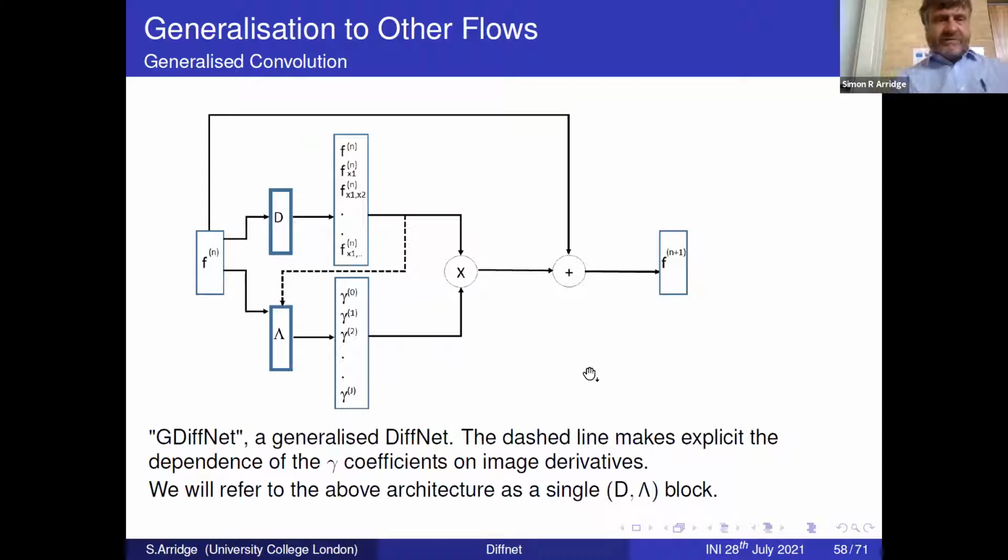So in terms of a network, this would look a bit like this. At each layer we would take f, we would take an explicit derivative to derive the derivatives up to a chosen order. And then we would learn these multipliers and multiply them together. And then in this dotted line, we could consider whether this learned operator is learning from the image itself or whether it's explicitly learning from the derivative. This might provide a faster training. I'm not quite sure yet. So we'll call this a d lambda block of a general architecture.